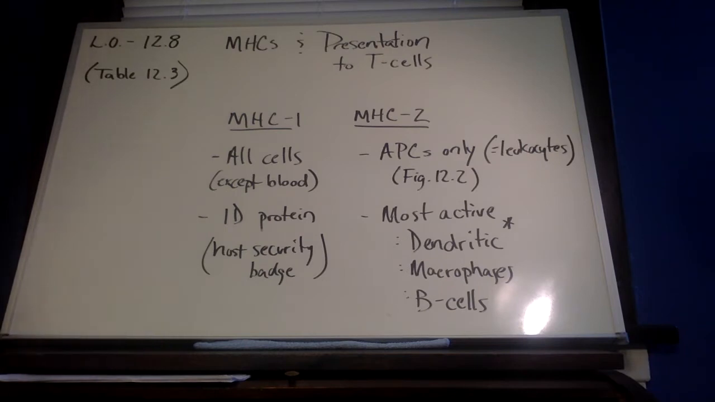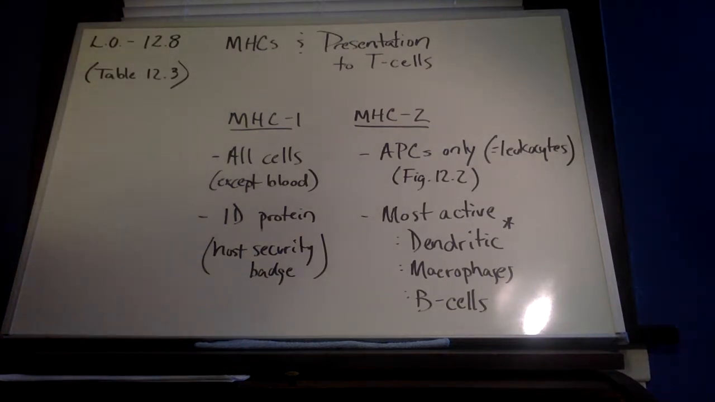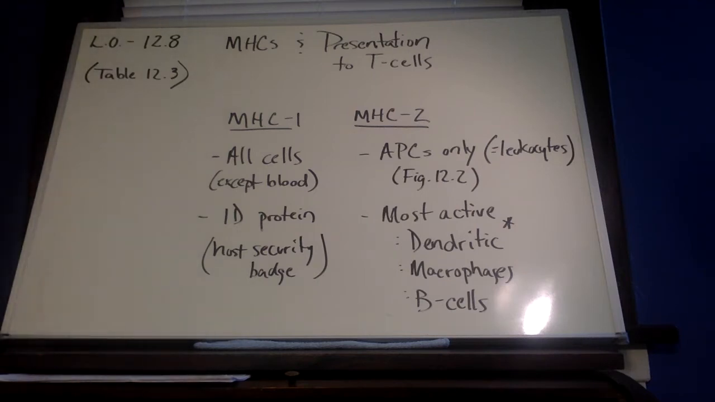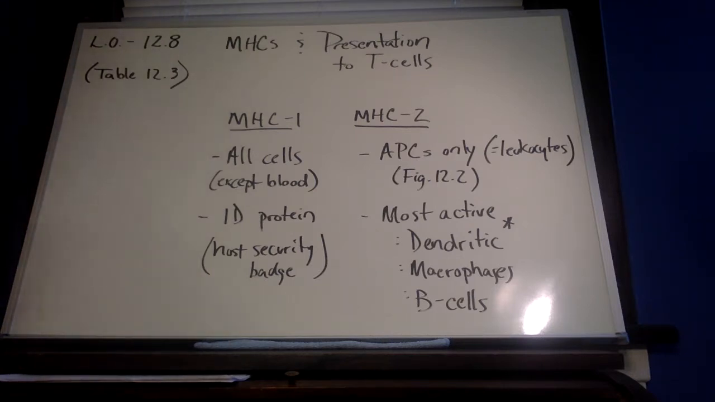Contrast that with MHC2. Those are found only in APCs. If you recall from figure 12.2, the first part of presentation, for T cells you have to have an antigen presentation cell, an APC. So APCs are leukocytes. Only leukocytes will have this role. Now, while all leukocytes can have these MHC2, the ones that are most active in the immune response are the dendritic cells. So that's why I put a star next to it.